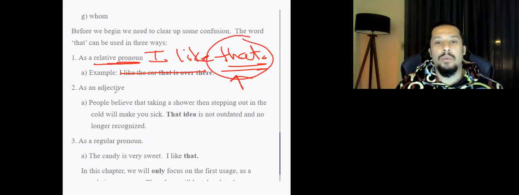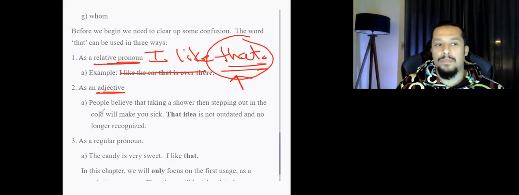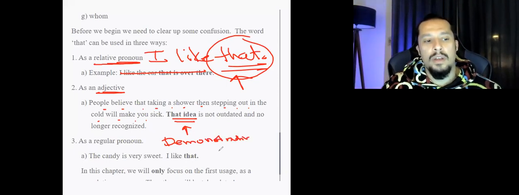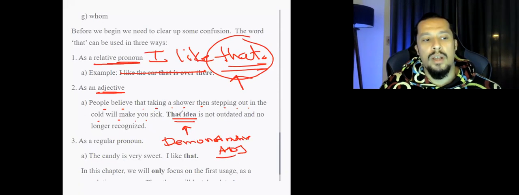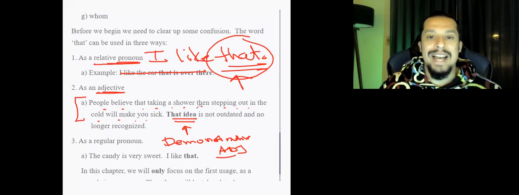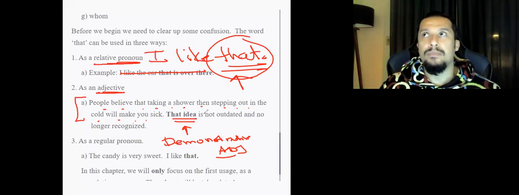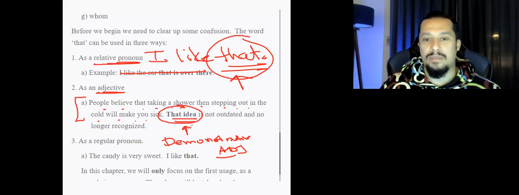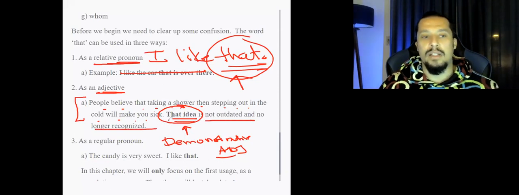Right? Another thing, that can be an adjective. People believe that taking a shower then stepping out in the cold will make you sick. That idea, this is an adjective. We call it a demonstrative adjective. So here I'm connecting that idea back to the idea before it. This is an important skill that will help us in relevancy based questions or reading questions. So remember this demonstrative adjective. That idea is outdated and no longer recognized.